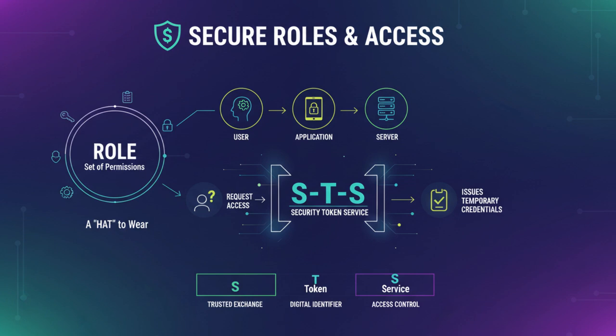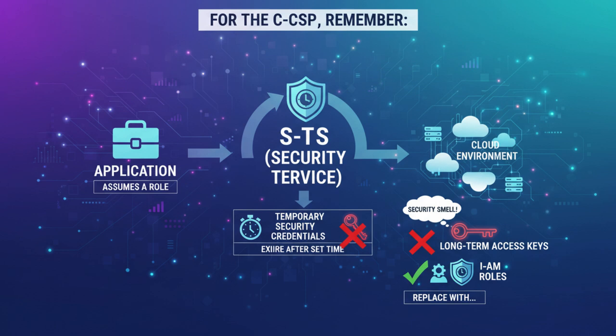To do this securely, we use the STS, or the Security Token Service. Think of STS like a temporary badge office. Instead of carrying around permanent keys, which are a massive security risk, an application assumes a role. STS then issues temporary security credentials that expire after a set time. For the CCSP, remember, long-term access keys are a security smell. If you see them in an architecture, you replace them with IAM roles and STS.